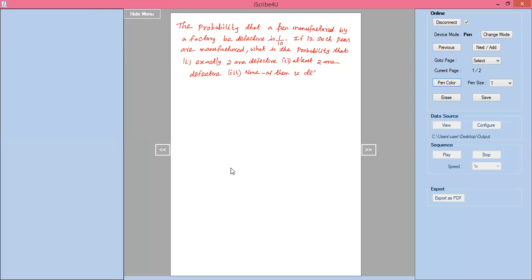So here is the given problem. In this problem they have given n and p values. What are the n and p? I will tell you here.